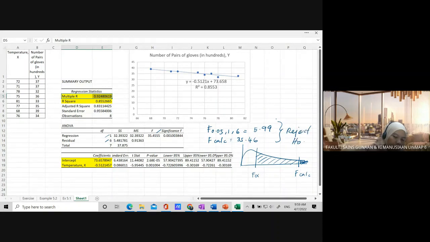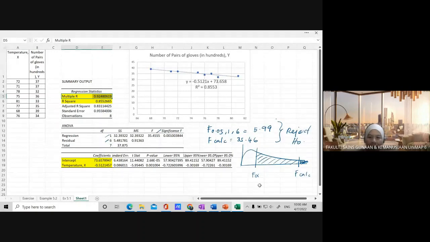the null hypothesis. When we reject the null hypothesis, it means that we have sufficient evidence to conclude that these two variables, temperature and the number of gloves produced, have a significant linear relationship between them. So that will be your conclusion for this particular problem.